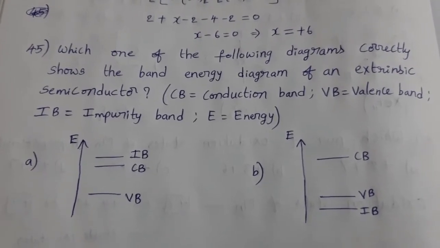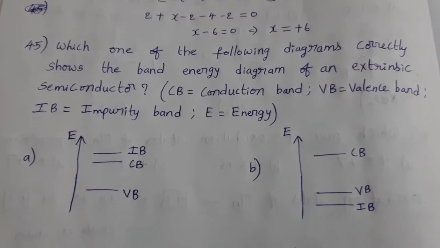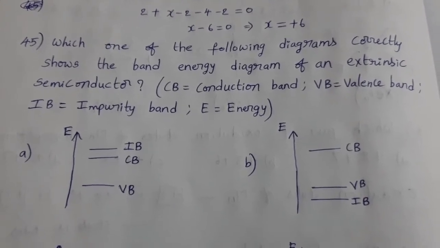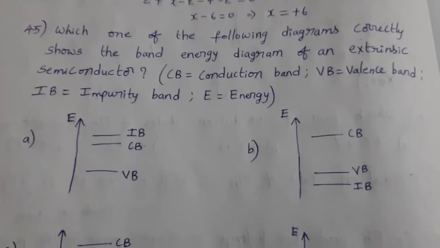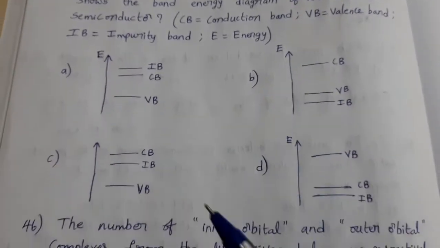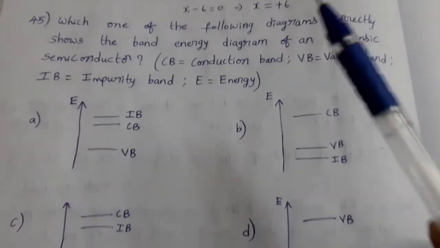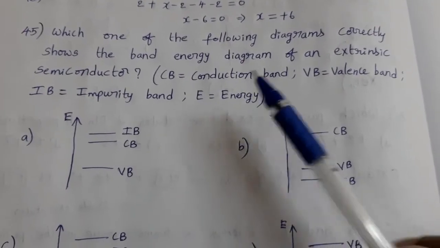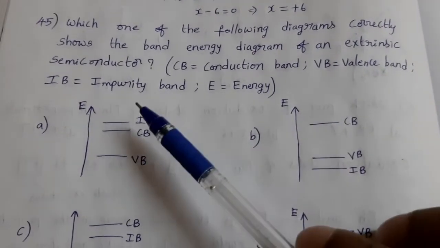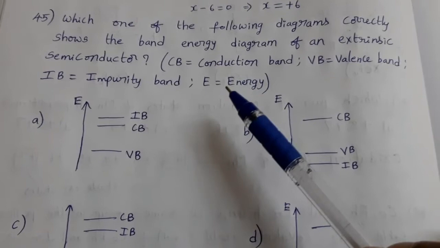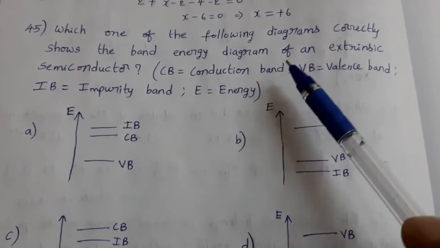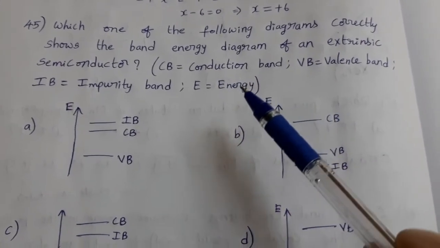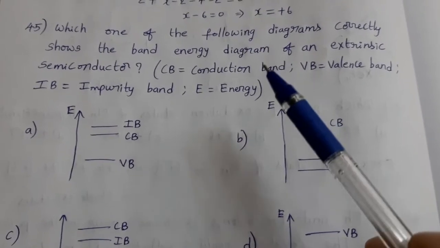Which one of the following diagrams correctly shows the band energy diagram of an extrinsic semiconductor? Here 4 graphs are given. We should identify the correct one. CB means conduction band, VB valence band, IB impurity band, E means energy. So for these 3 bands we have to find the correct energy order.